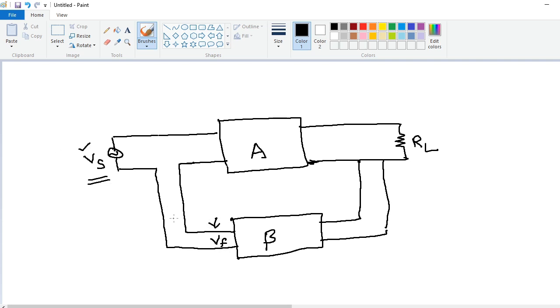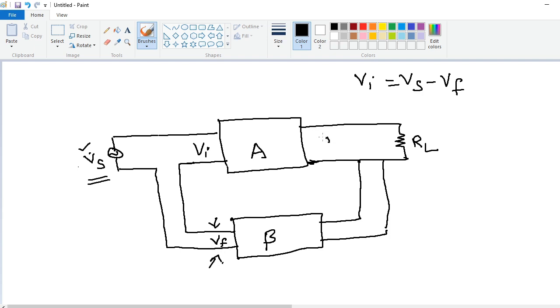Vs and Vf are out of phase with each other. Why? Because it is negative feedback. So obviously here we will get Vi. Vi is equal to Vs minus Vf. The source parameter and the feedback parameter must be the same. That is very, very important. So here voltage is there, that's why here also voltage. So Vi is equal to Vs minus Vf.